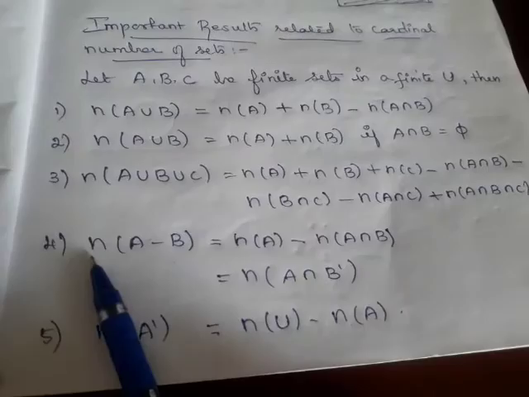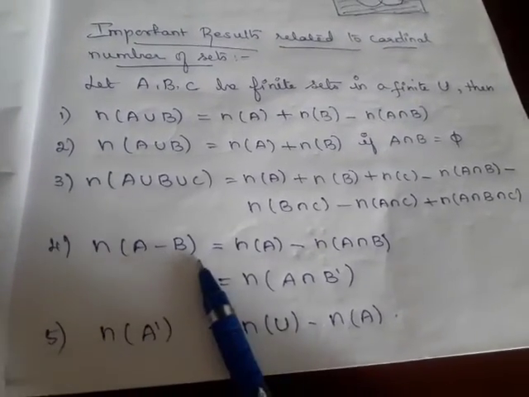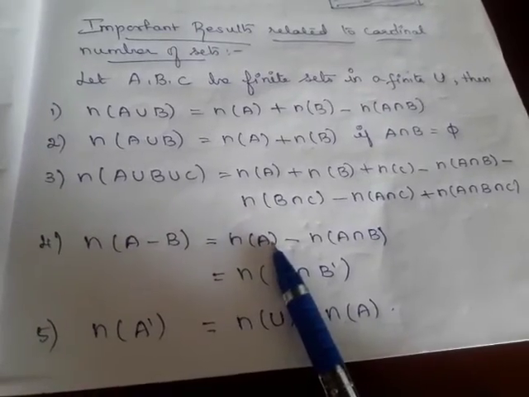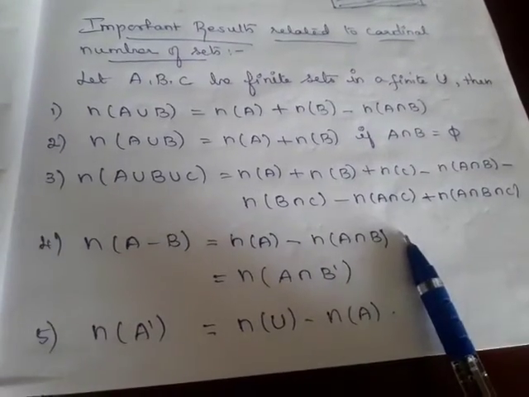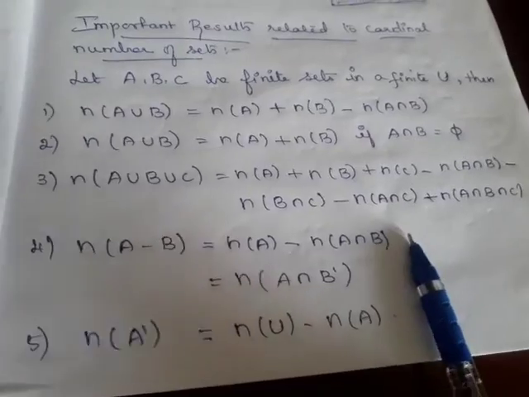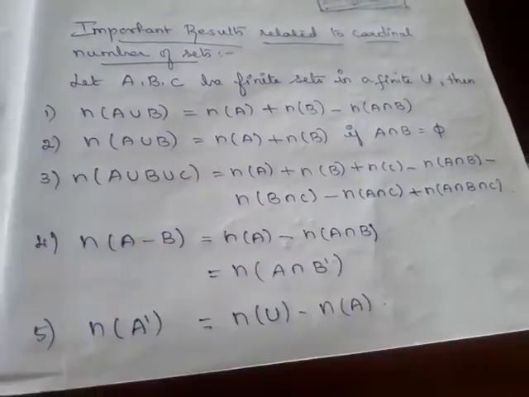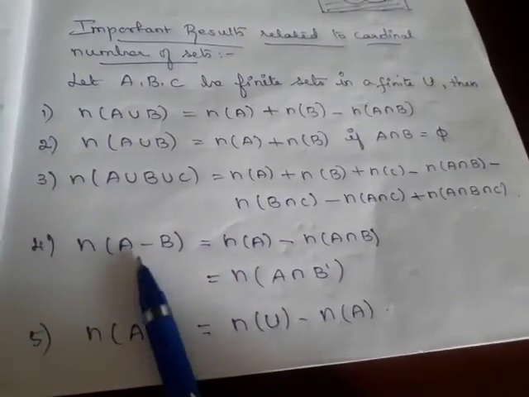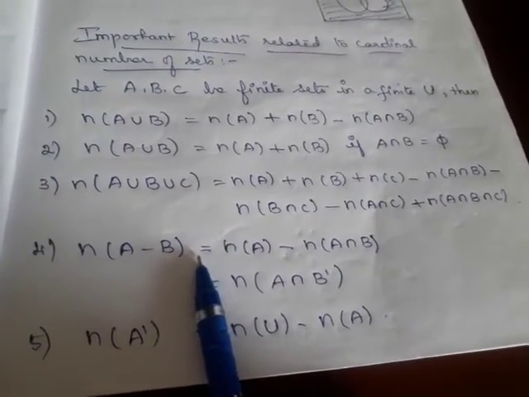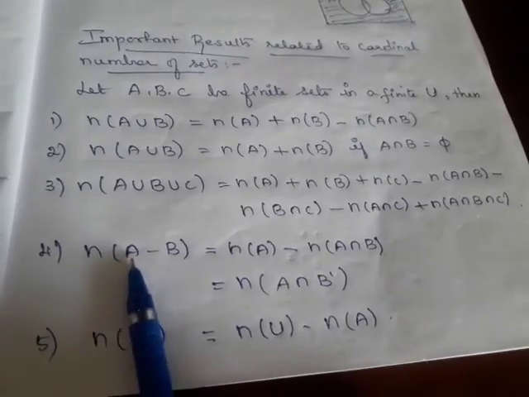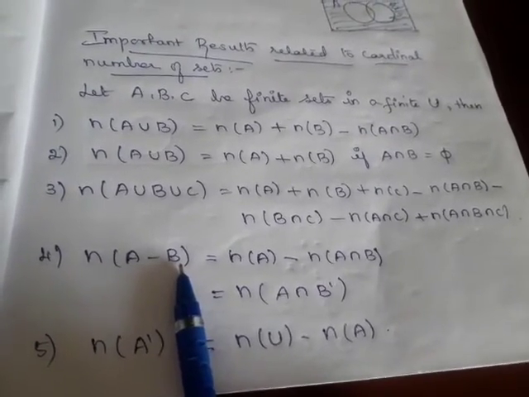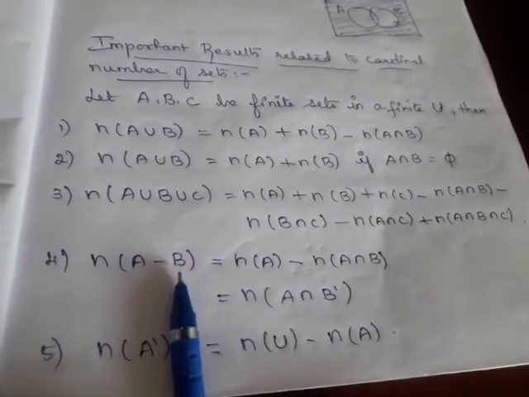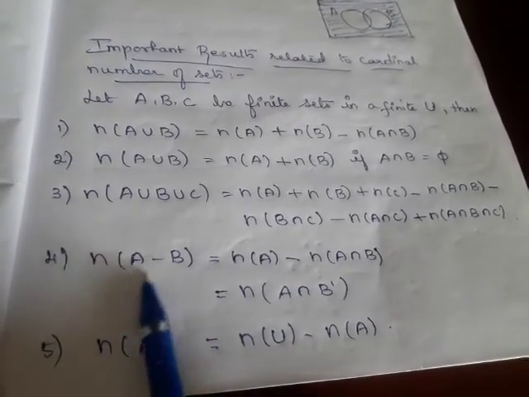Next, fourth result, n of A minus B. N of A minus B is nothing but n of A minus n of A intersection B. Why is this n of A minus n of A intersection B? I think you will get the answer. See, A minus B means what we will do? We will compare the sets A and B, and leaving the common elements, we will write the remaining elements of A.